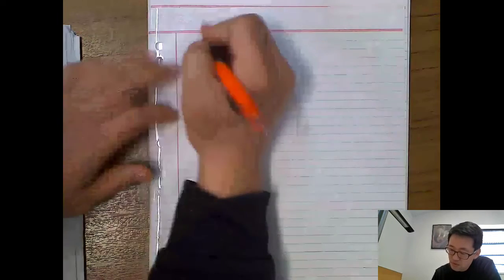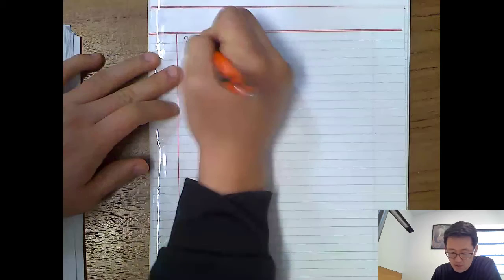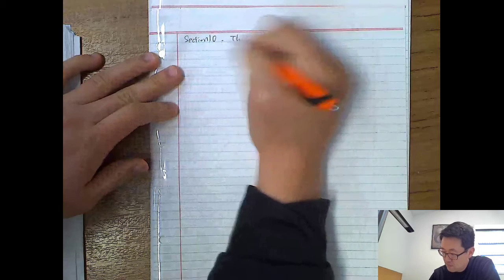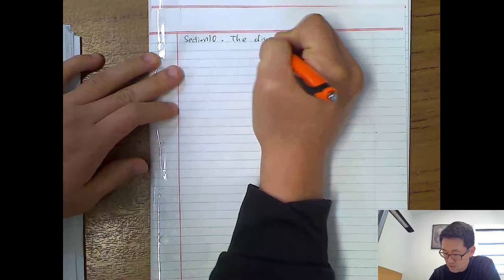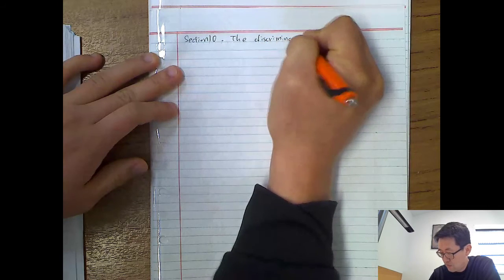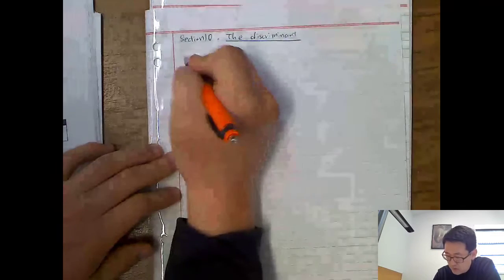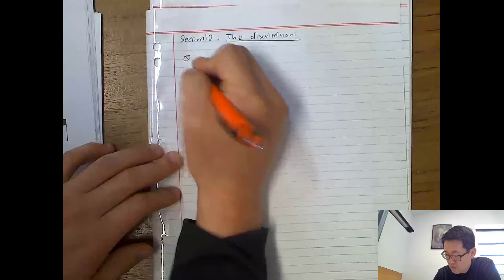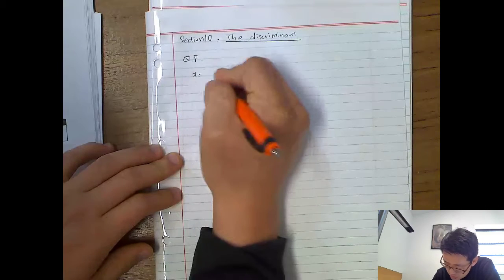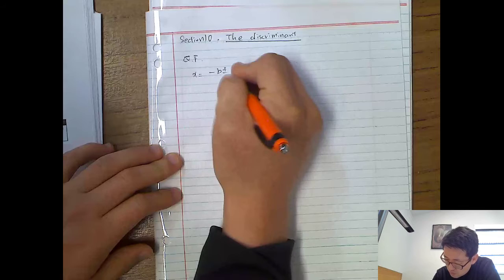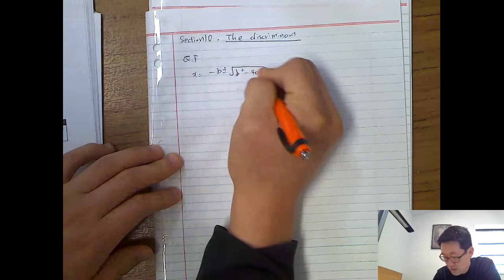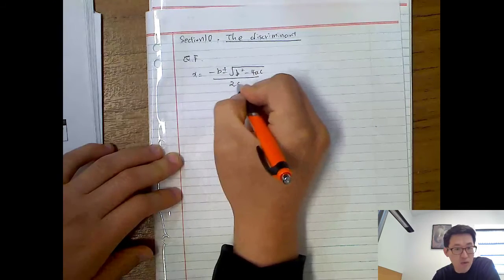Okay, let's go. Can you go to page 47? Write down section 10. And this is from the quadratic formula, which is x equals minus b plus minus square root of b squared minus 4ac, over 2a.